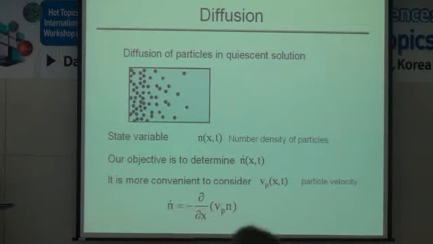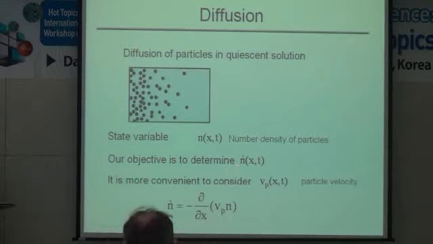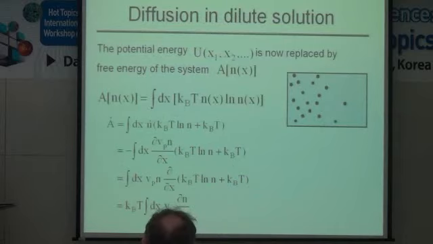We will construct the Rayleighian for this system, but since n dot has to satisfy a conservation law, we need to introduce another auxiliary variable, the velocity of particles at position x. Vp stands for the velocity of the particles, and if Vp is known, n dot is obtained by this conservation equation.